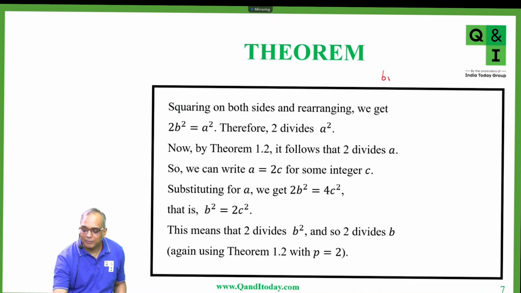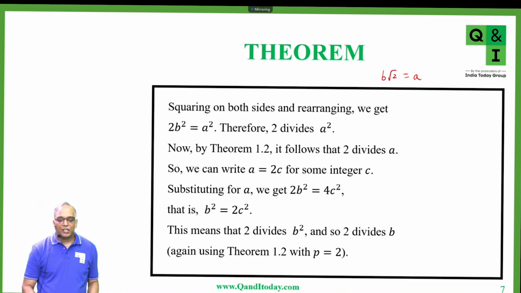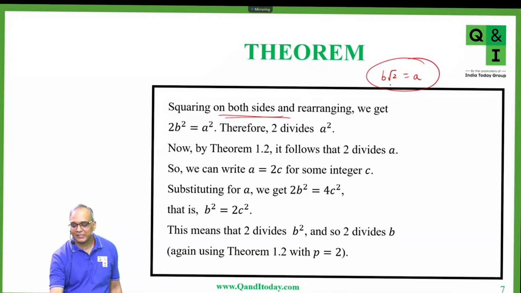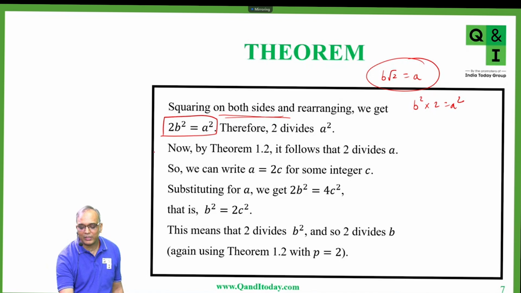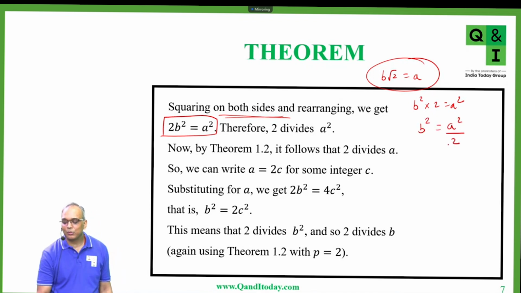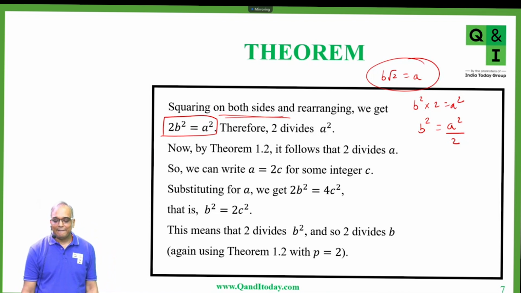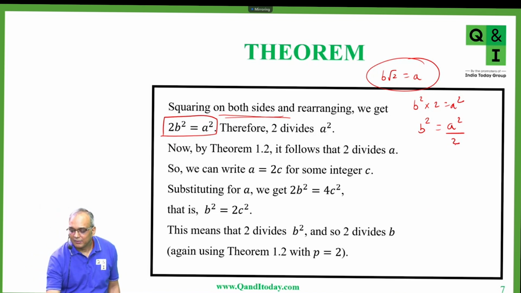So we got b root 2 is equal to a. Now squaring on both sides. If we square both sides of this equation, we get b square into 2 is equal to a square. So that is 2b square is equal to a square. So b square can be written as a square by 2. When I say b square is a square by 2, what did we discuss just now? That 2 is a prime number. Clear, students? 2 is a prime number.